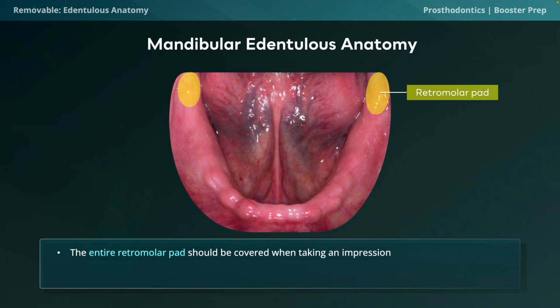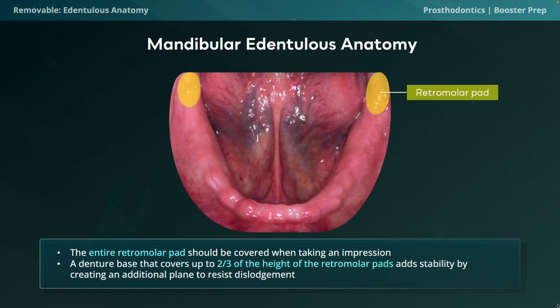Now that you know why the retromolar pads are so important, this next point makes a whole lot of sense. In order to ensure our denture can rest on the retromolar pads, we need to ensure we capture it during our impression, and that it's nicely transferred over to the cast that will be used to fabricate the denture. And as I mentioned before, if fabricated correctly, the mandibular denture will cover 2/3 of the height of the retromolar pads. This will add a great deal of stability and support to the denture.